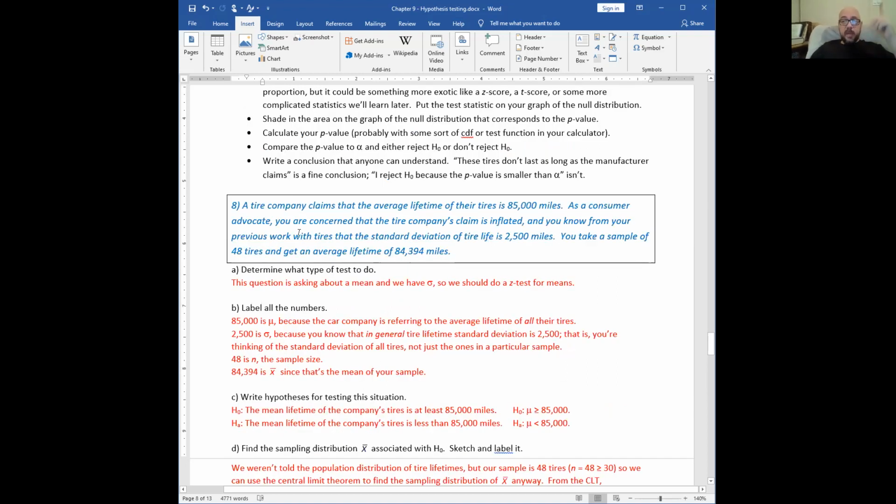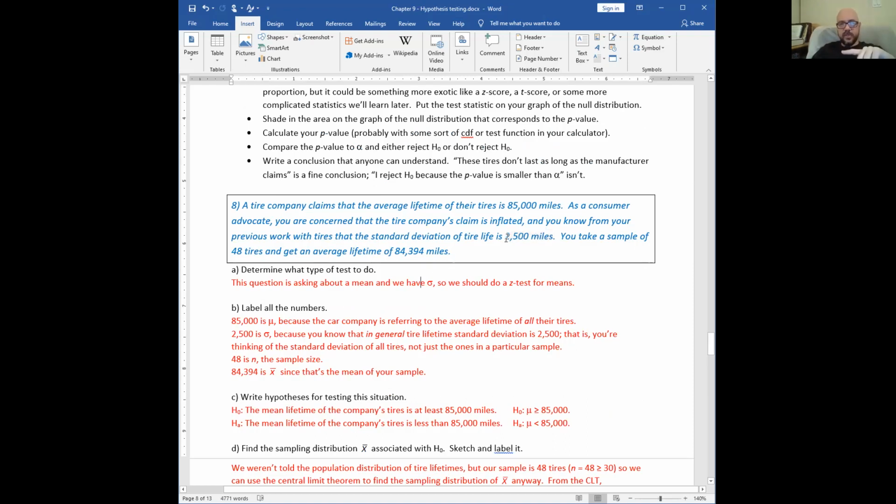These are the same questions, same hypothesis tests we had like 3 videos ago, by the way. A tire company claims the average lifetime of their tires is 85,000 miles. As a consumer advocate, you are concerned that the tire company's claim is inflated, and you know from your previous work with tires that the standard deviation of tire life is 2,500 miles. Take a sample of 48 tires, get an average lifetime of 84,394 miles.